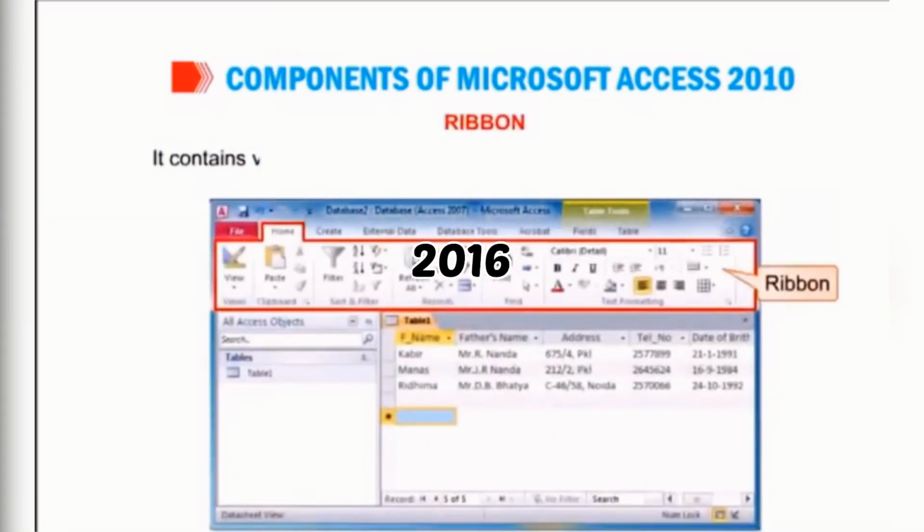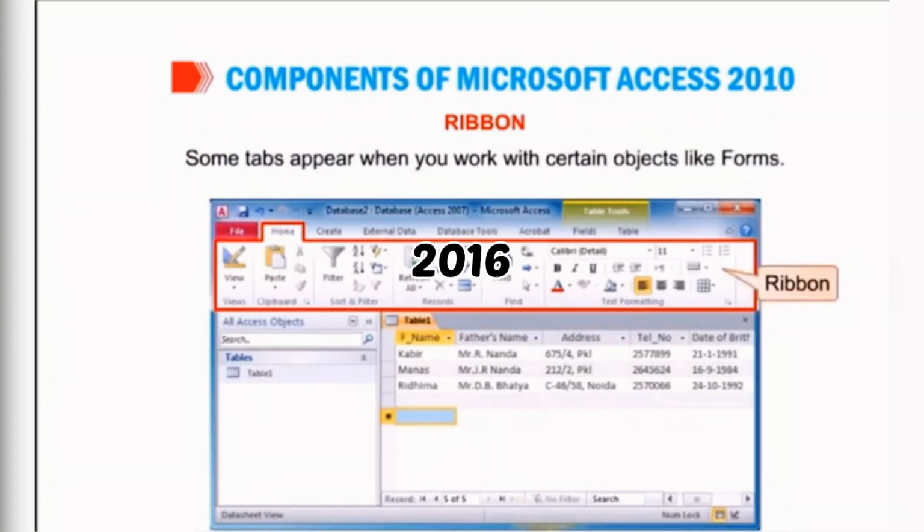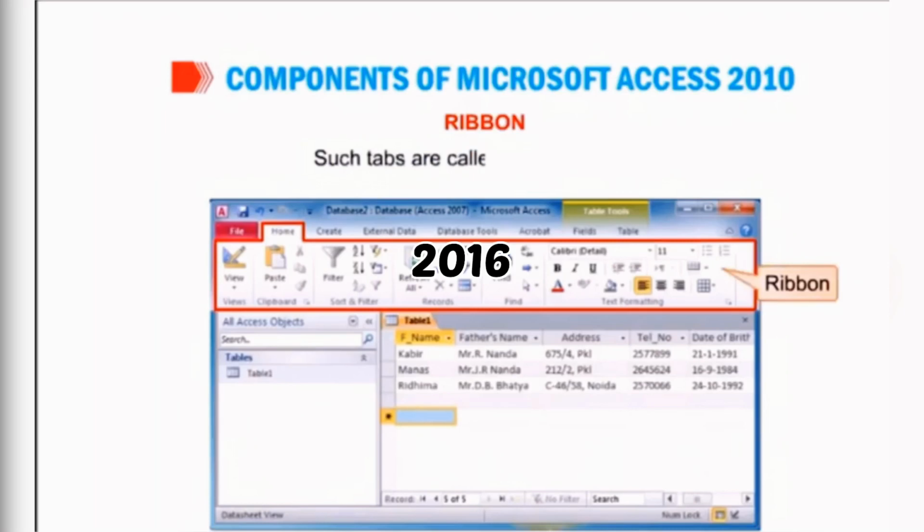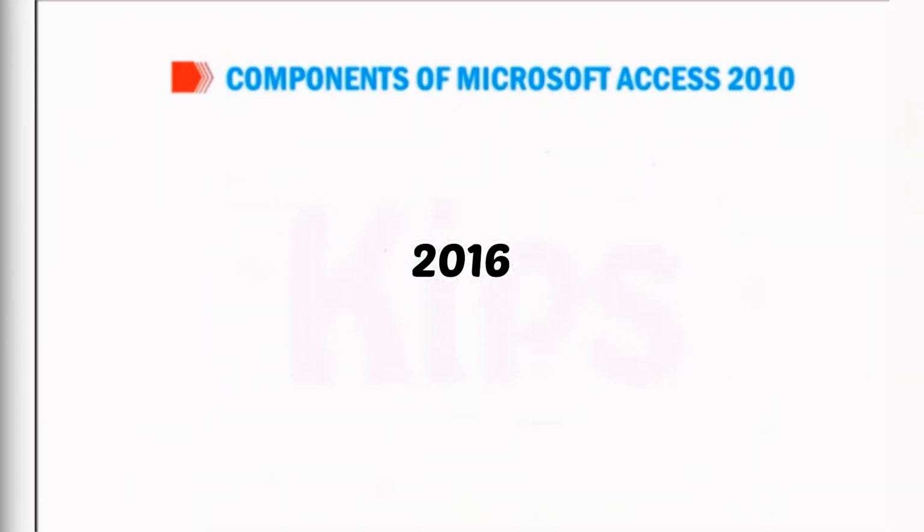Ribbon. It contains various tabs, each with several groups of relevant commands. Some tabs appear when you work with certain objects like forms. Such tabs are called contextual tabs.